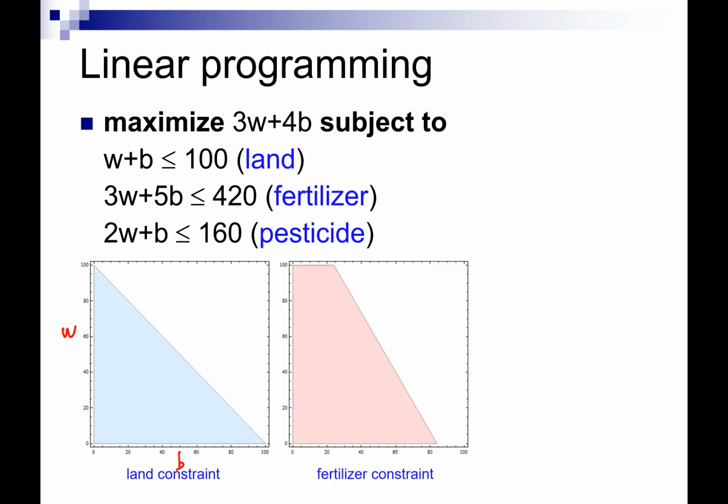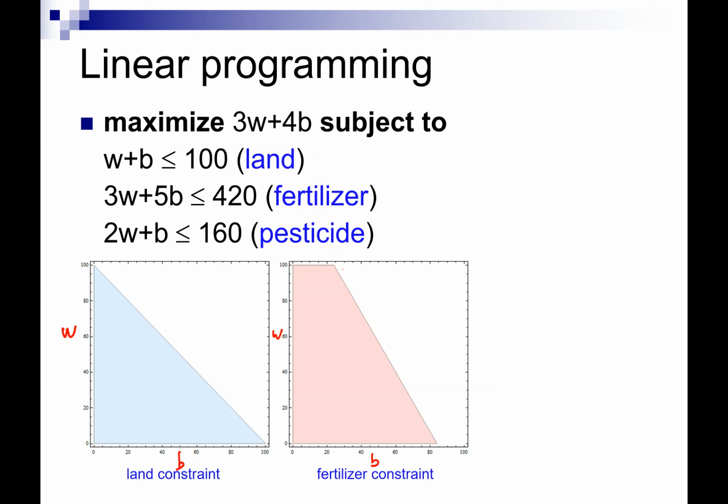Now if we just look at the fertilizer constraint, again we're going to make a 2D plot where we make the vertical axis the wheat axis, and the horizontal one is going to be B here. Now we need to satisfy this inequality 3W plus 5B is less than 420. If you plot this out, you're going to see that it corresponds to this shape over here. Actually, I'm cutting off part of the shape. This figure would keep going, would extend further, but part of this is cut off.